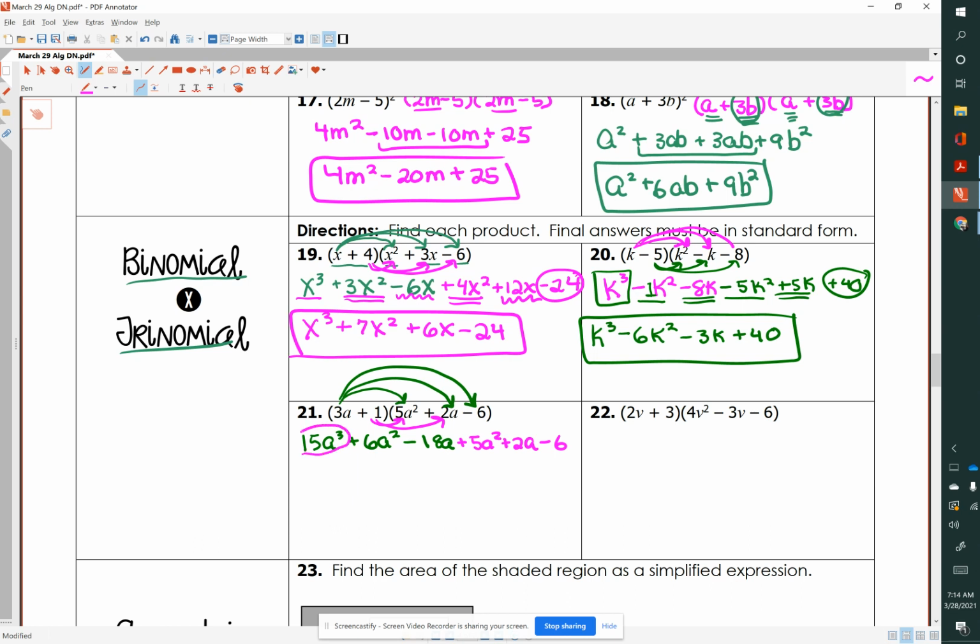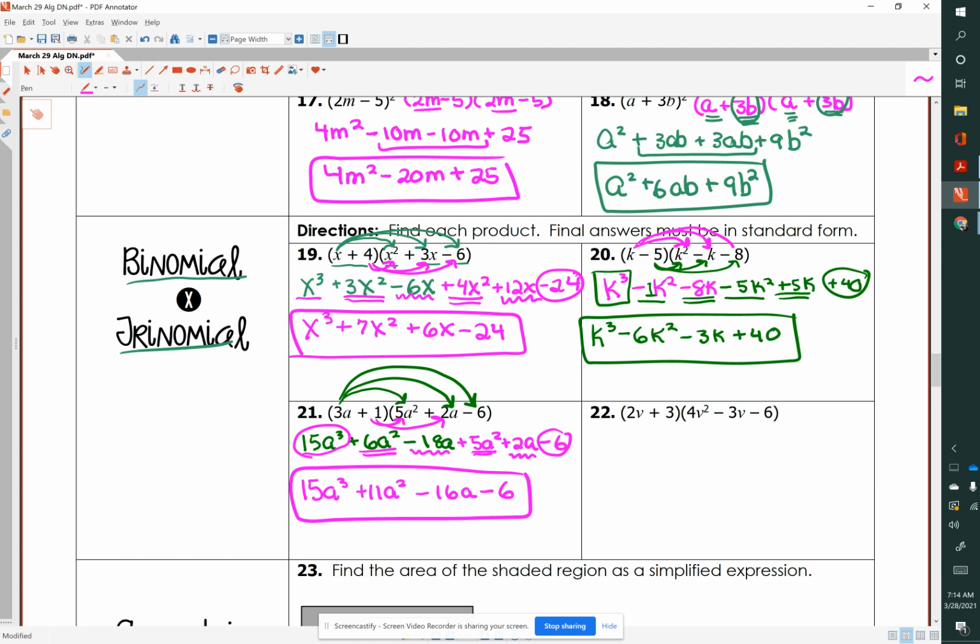So we'll start out with our 15a to the third, and then we can combine 6a squared plus 5a squared, which is a positive 11a squared. And then our negative 18a plus 2a is negative 16a. And then we have our constant at the end of negative 6.